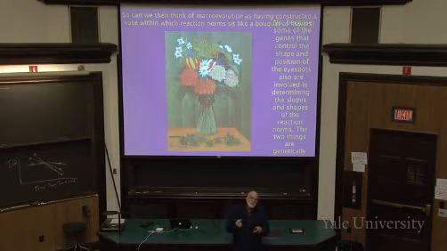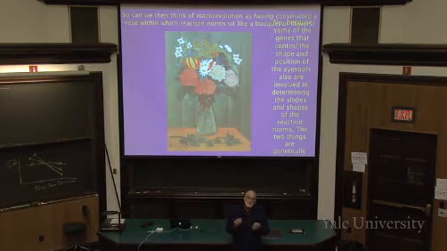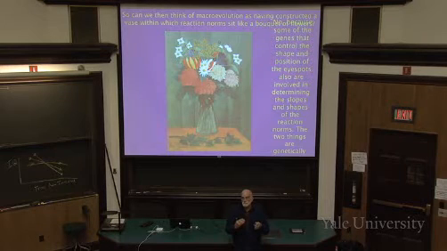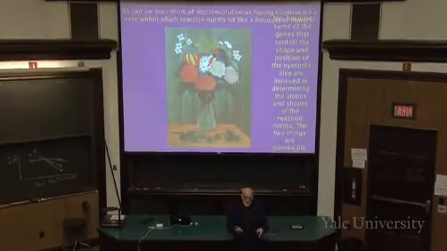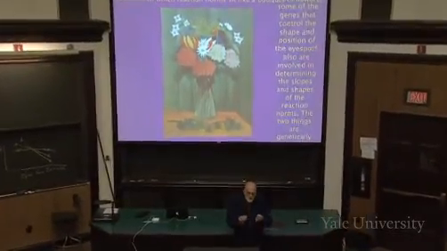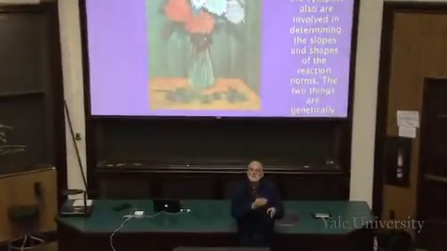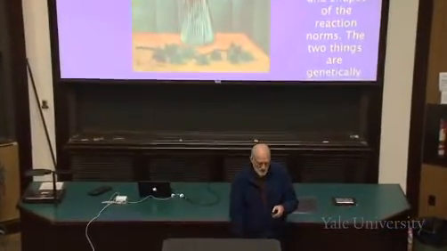So if we want to shift the slope of the reaction norm by selecting on phenotypic plasticity in Bicyclus, we are going to be selecting on genes that are also determining the location and number of eye spots.